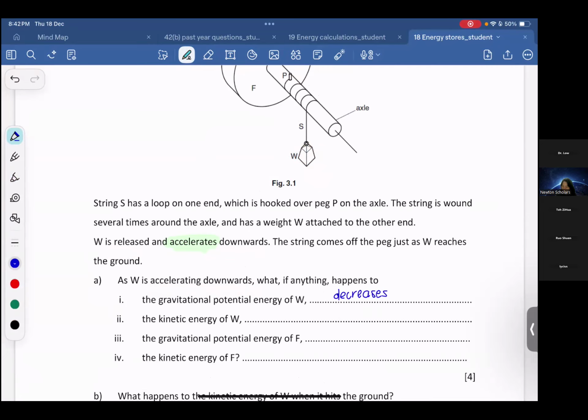Okay, kinetic energy. That means it is related with the speed. Because it accelerates, I understand this one increases. This one also no problem. Everybody answered correctly.